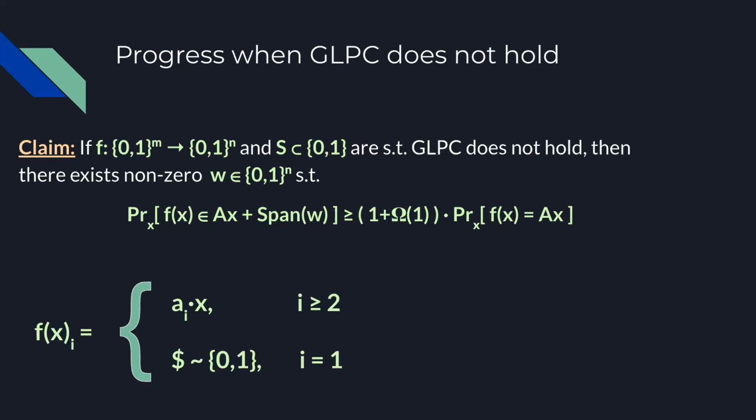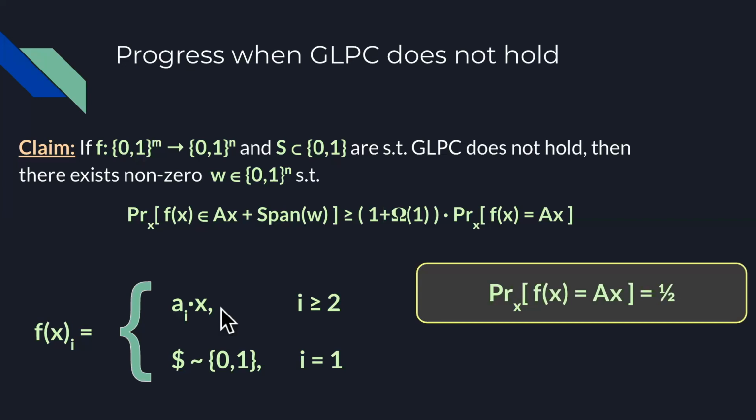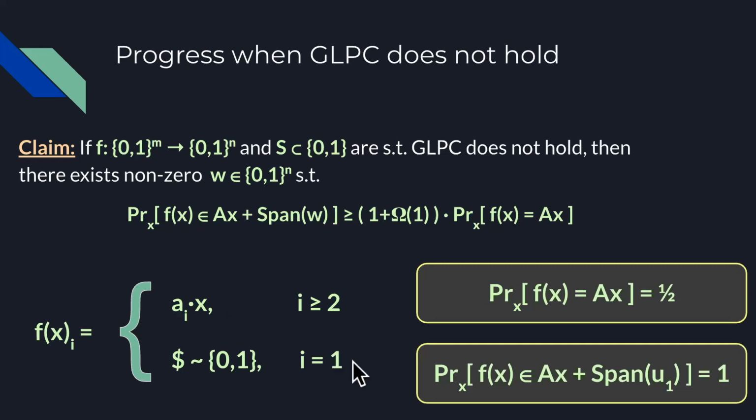If you look at this counterexample, it's the same counterexample. I switched the one that used to be on the top, but it's still outputting the first random bit followed by A of X. The probability that F of X equals A of X is 1/2, but the probability that F of X is in A of X plus the span of the first unit vector is 1. It's always either equal to A of X or A of X plus the first unit vector. So by relaxing what we mean by F of X equals A of X, we're going to be able to make a lot of progress.